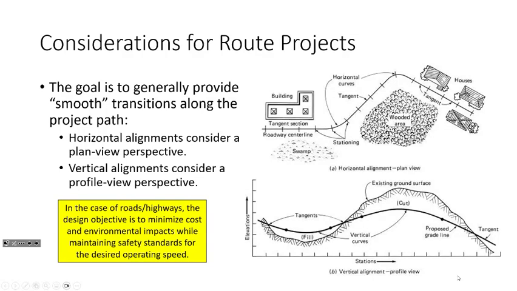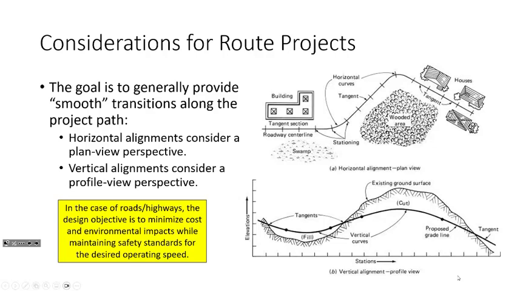For example, if we're talking about vertical alignments along a profile view or an elevation view, you all probably wouldn't want to drive your cars along the existing ground surface, right? Instead, you would want a more smooth transition along the project path to create a more smooth driving experience, right? Well, the same thing would be true along a horizontal alignment. So if we're trying to define a road that goes through these two neighborhoods and around this wooded area, we would want a somewhat smooth perspective. And so what that means is installing curves into our route projects.